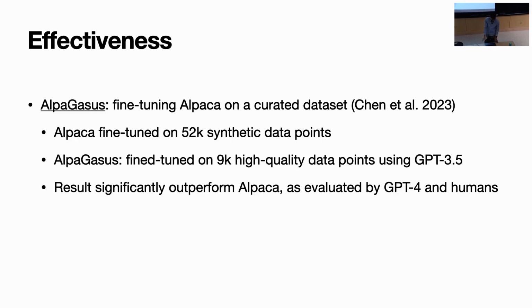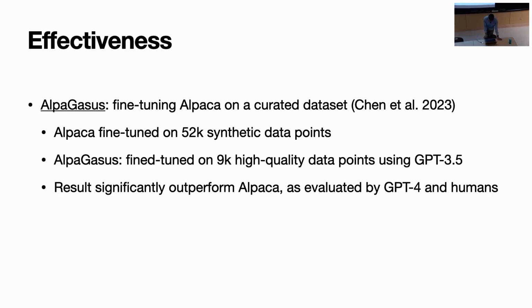There are tons of neat results out there. Here's one of them. There's this AlpaGasus paper where the authors fine-tuned Alpaca on a curated data set. A little bit of history here. Llama is an open source large language model developed by Meta, and Alpaca is a project done by Stanford where they fine-tuned this base Llama model on a bunch of synthetic data points, which were instruction following data points. It resulted in an instruction-tuned model that's better for zero-shot prompting.